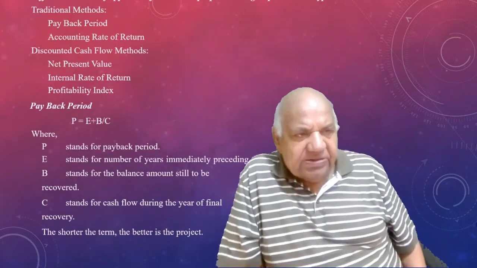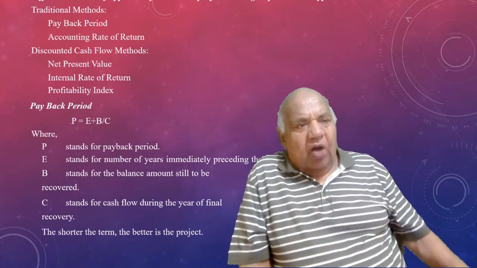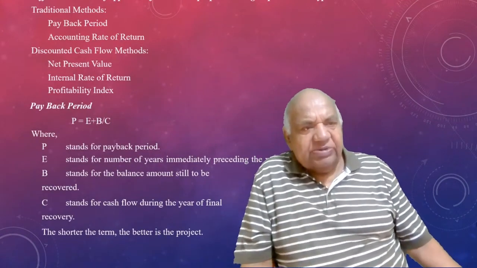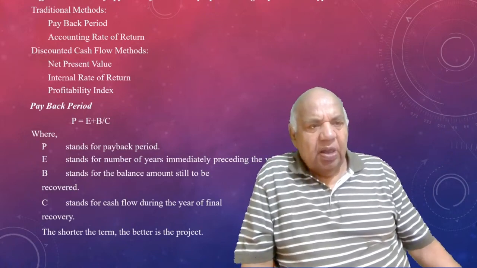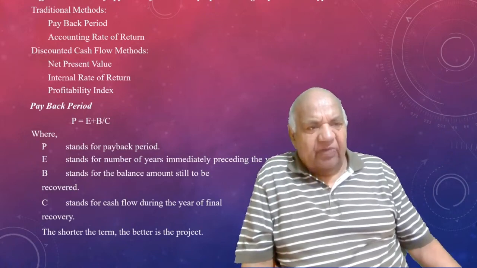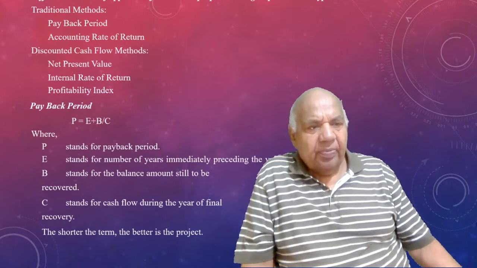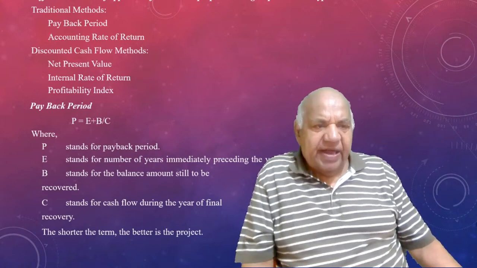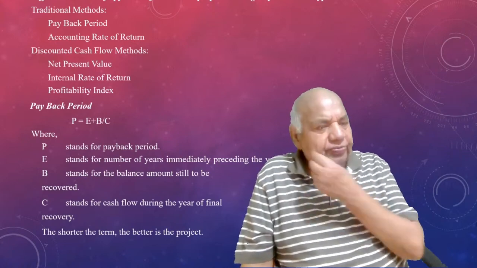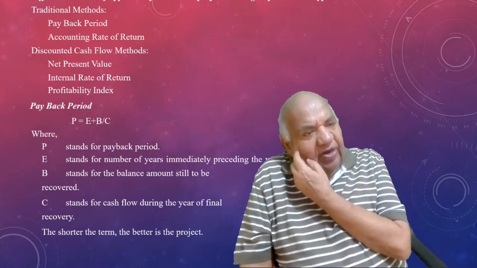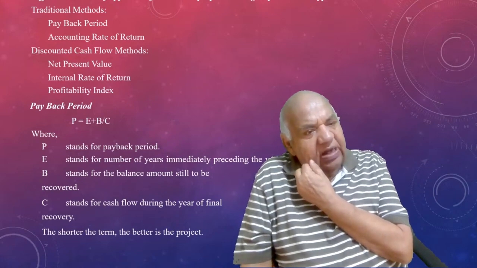Now these methods are mainly of two types. Traditional method, which includes payback and accounting rate of return, and discounted cash flows method, which include net present value, internal rate of return, and profitability index.